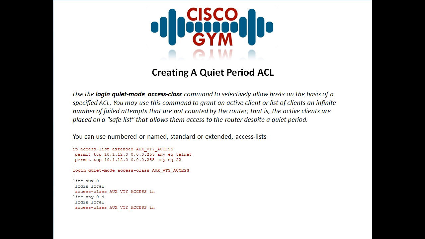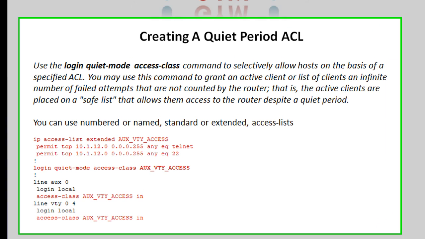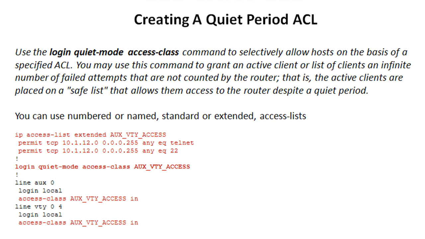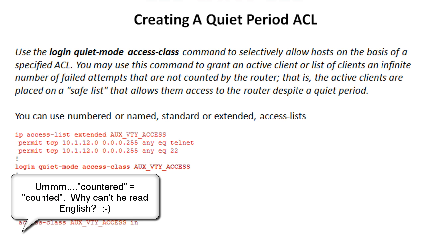Now this next bit, this is classic Cisco right here, and the reason I'm going to read this and take a look at this real quick is because I can very easily see this ending up being material for a Cisco certification exam question. You may use this command to grant an active client or list of clients an infinite number of failed attempts that are not countered by the router.